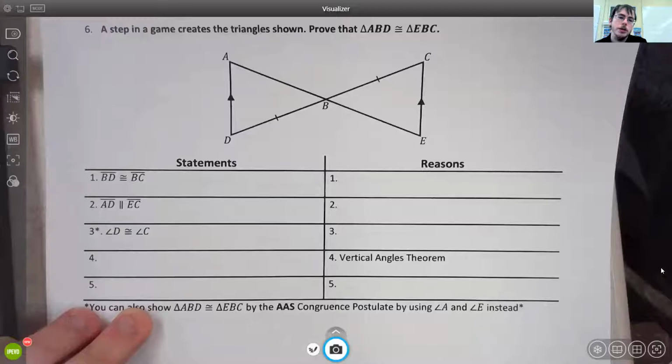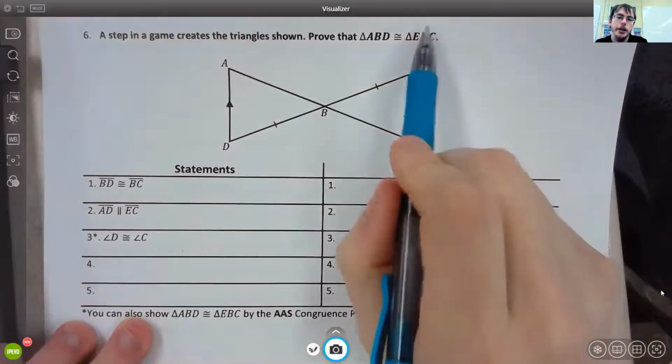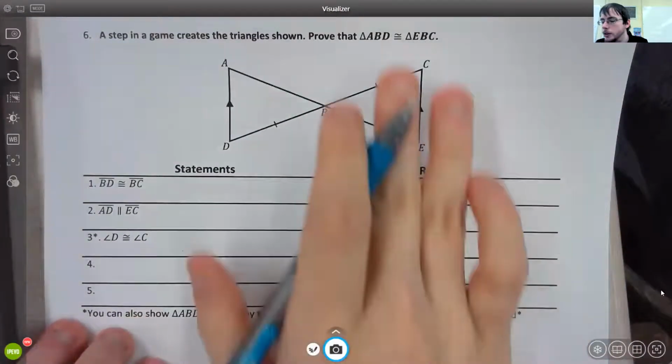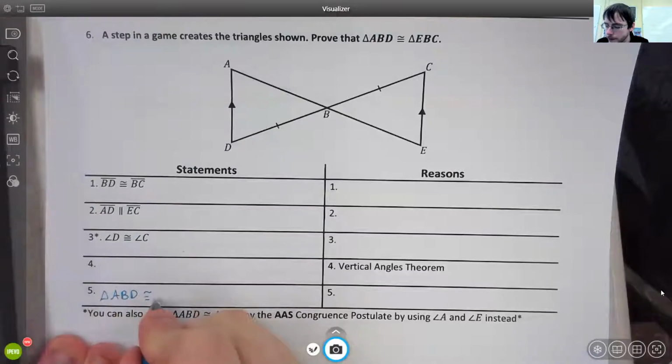All right, so let's look at number 6. It says a step in a game creates the triangle shown. Prove that triangle ABD is congruent to triangle EBC. Again, we're trying to prove this is true, so we are going to write that down in our final spot.